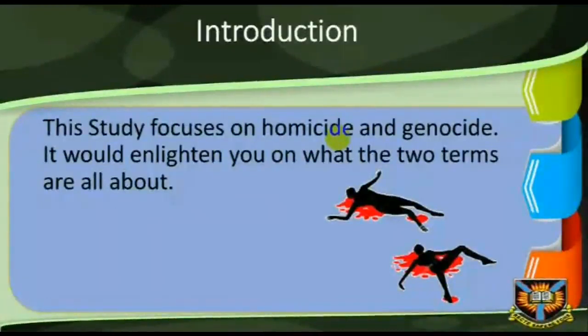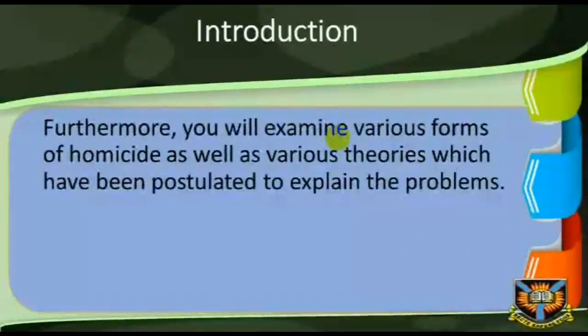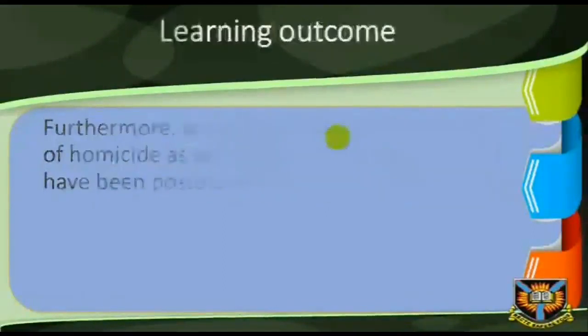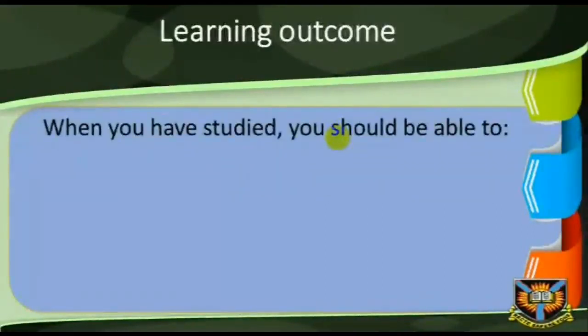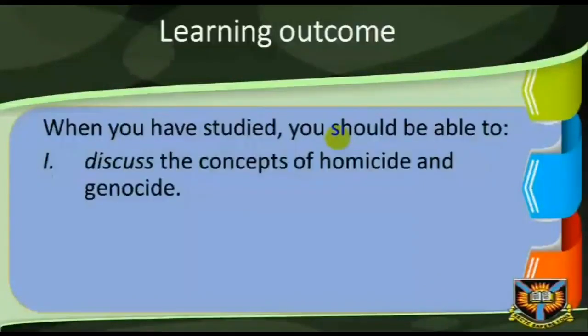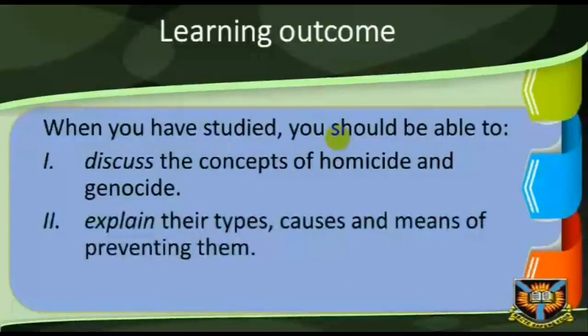It will enlighten you on what the two terms are all about. Furthermore, you will examine various forms of homicide as well as various theories which have been postulated to explain the problems. When you have studied this session, you should be able to: 1. Discuss the concepts of homicide and genocide. 2. Explain their types, causes, and means of preventing them.